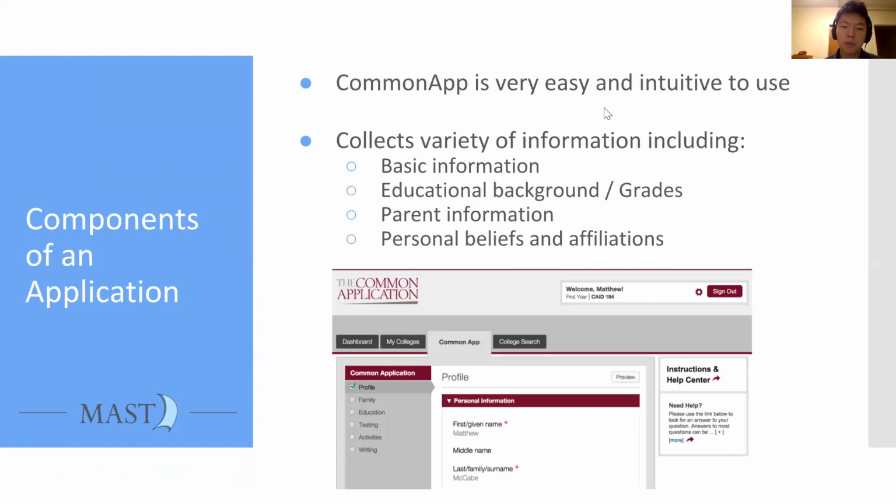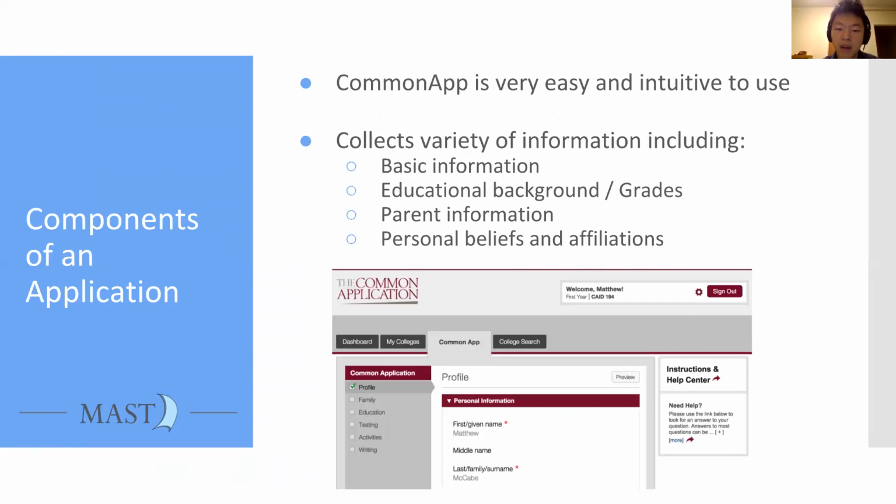So what are the components of an application? For most of the universities you or your child will be applying to, it will be the Common App. So the Common App is this website basically, and you can pick schools that you want to apply to on the website very easily. So I believe that when you log in, you can just fill in, okay, these are the schools I want to apply to, and it'll bring you to separate pages for each.